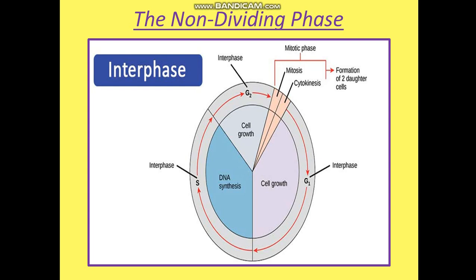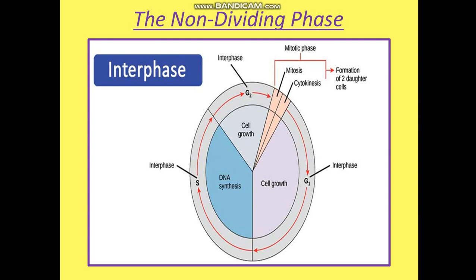Now the interphase has three phases. The first growth phase, the G1 phase. The RNA and the proteins are synthesized during this phase. What are synthesized? RNA and proteins. The volume of the cytoplasm increases. And the mitochondria in animal cells and chloroplasts in plant cells also divide.